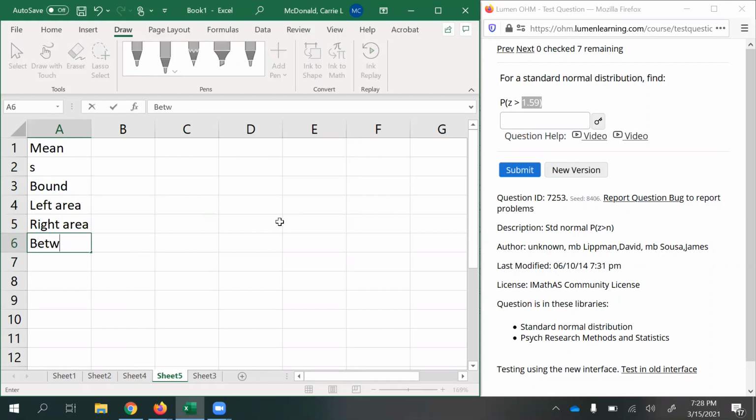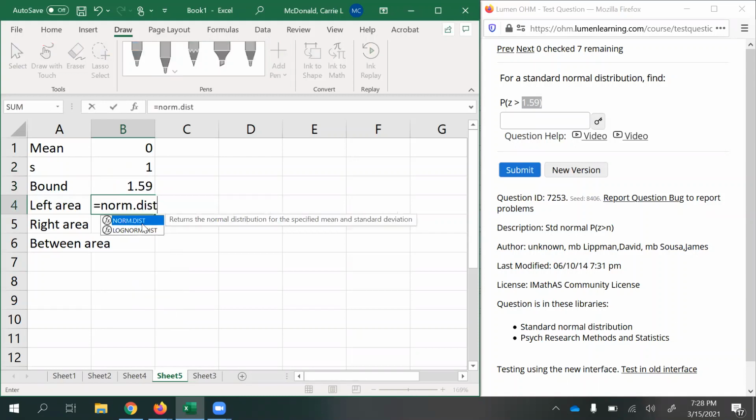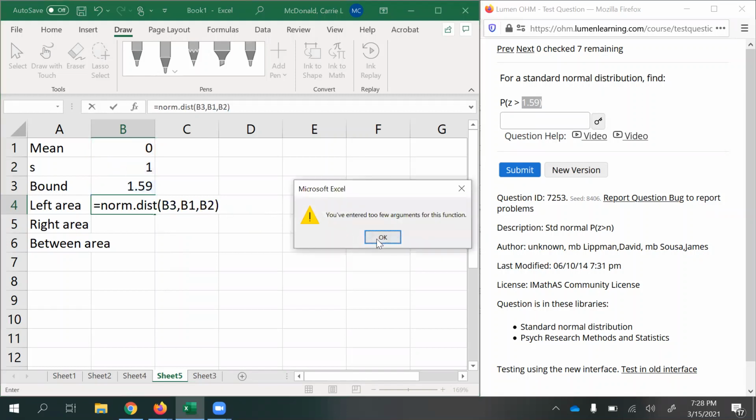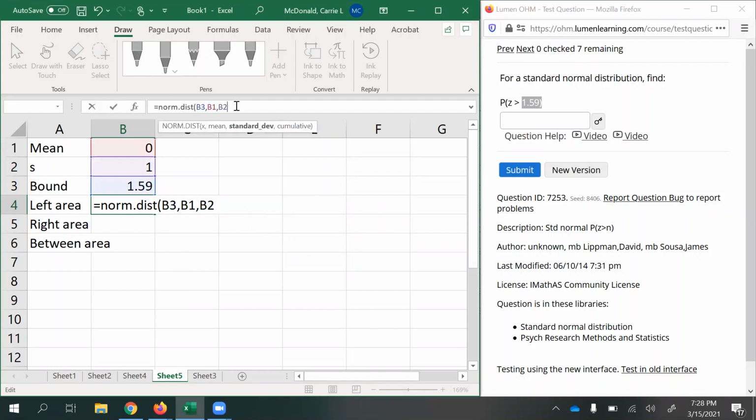And you can even do between area if you want to get really fancy. So the mean here, since it was standard, is 0. Standard deviation is 1. The boundary was given as 1.59. So my left area is this x boundary or z boundary because it's standard. The mean is 0 and the standard deviation is 1. I forgot to say cumulative, so let me fix that. Back in here and put true for cumulative, or you can just type a 1 to say yes.